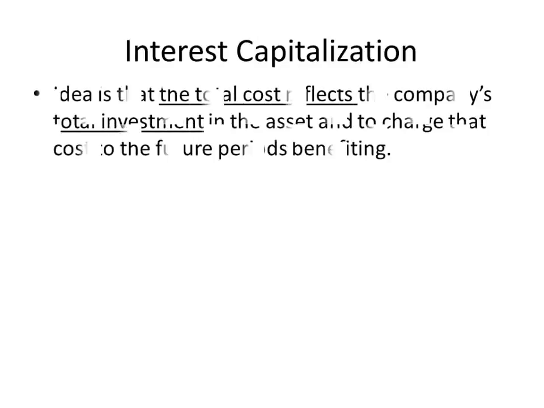The second issue is interest capitalization, as I said. So again, the idea is, and I've said this before, the total cost should reflect the company's total investment in that asset. So what's the total that you invested in that asset? The cost on the book should reflect that total investment.